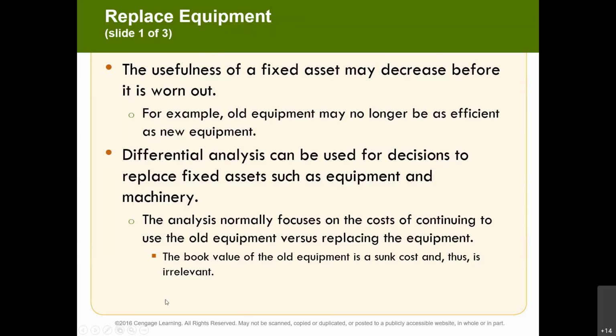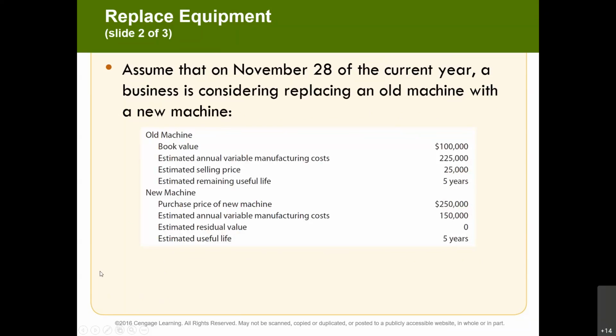It's kind of like saying it's already fully depreciated, so the rest of that cost is all sunk, right? Let's look at this example. Pretend this is my chiller, only add a couple zeros on it. Assume the company is considering replacing a chiller with a new one. The old one is worth $100,000. The estimated annual variable manufacturing cost is $225,000. Estimated selling price will be $25,000, and its remaining useful life is 5 years.